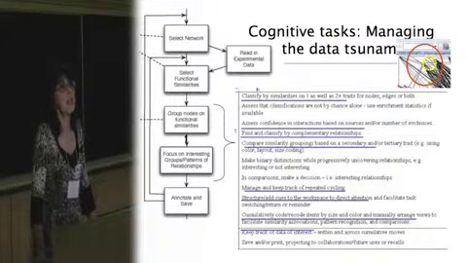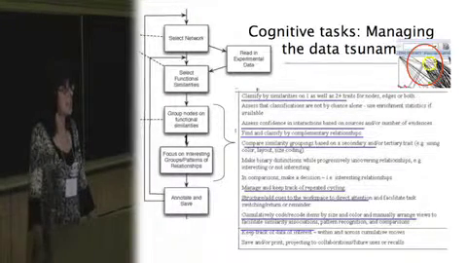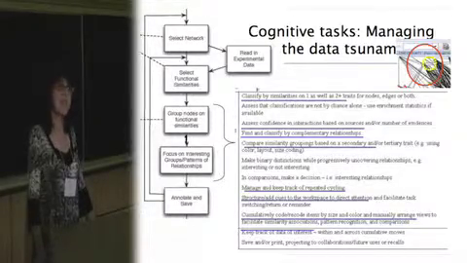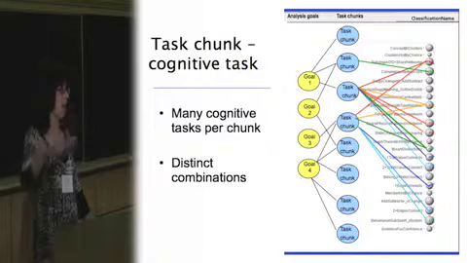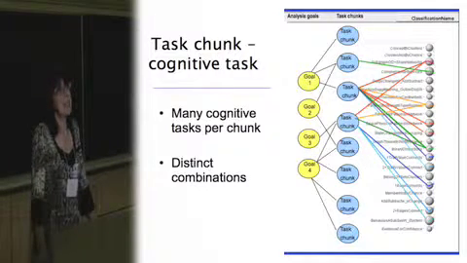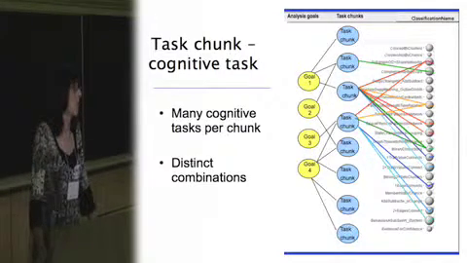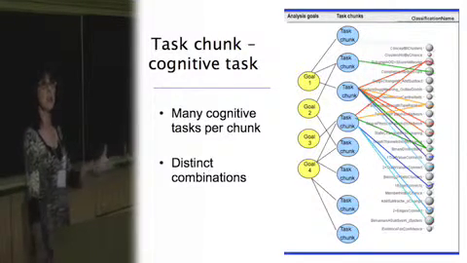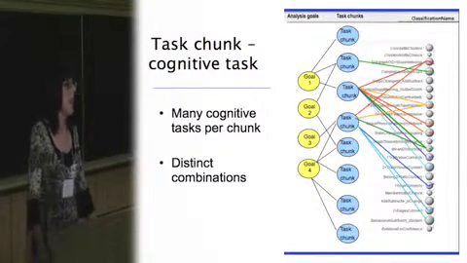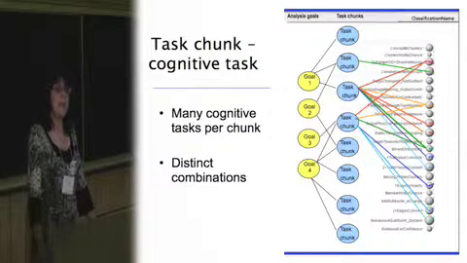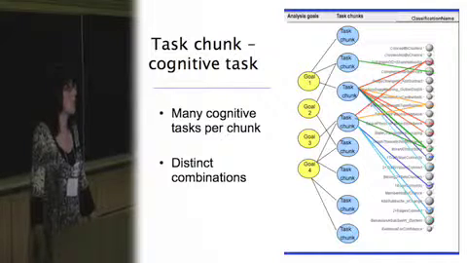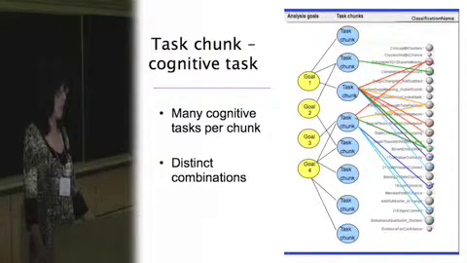Then what we've done is we have mapped the cognitive tasks that we have, which are 32 in total, to the various task chunks that they make up. And what we see is that there are many cognitive tasks for any one chunk of work, and a chunk of work is users' ways of representing their work to themselves. And many of the cognitive tasks are repeated across task chunks, but the interesting thing is that no task chunk has the same combination of them.